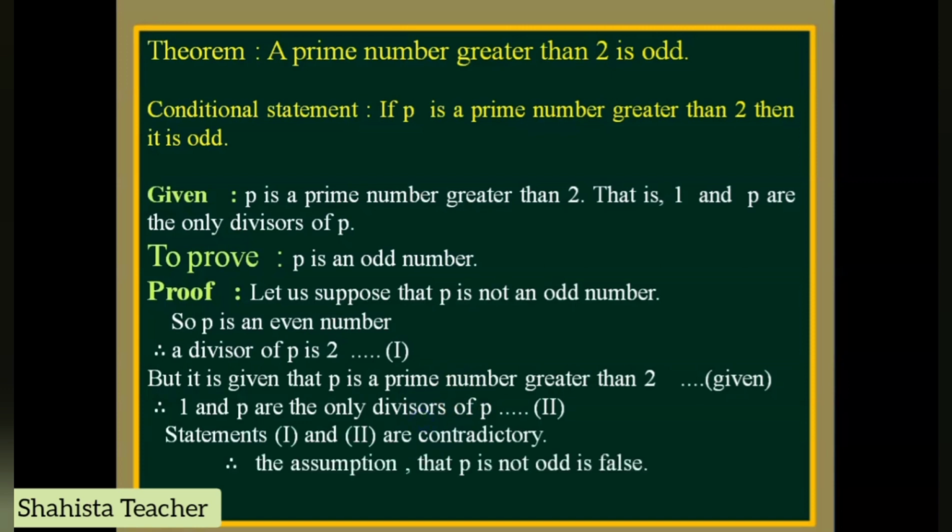Okay, so considering this statement, the assumption that p is not odd is false. यानी कि p जो है वो odd number ही है. अगर आप बोलते हैं ये कि p जो है प्राइम नंबर है वो odd नहीं, even number है, that means वो false है. p जो है वो odd number है. p is not odd ऐसा हो ही नहीं सकता. p odd number ही है. Is that clear? That we have to prove here. This proves that a prime number greater than 2 is odd.